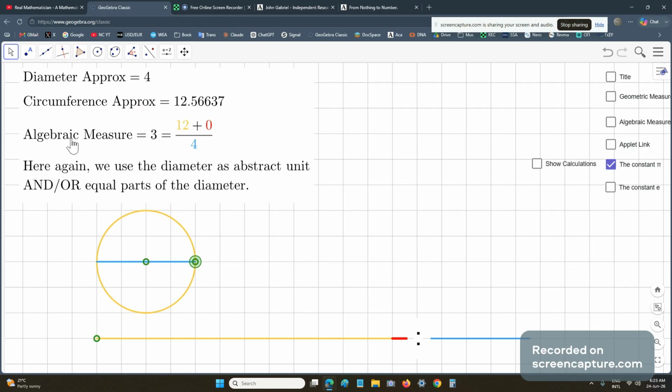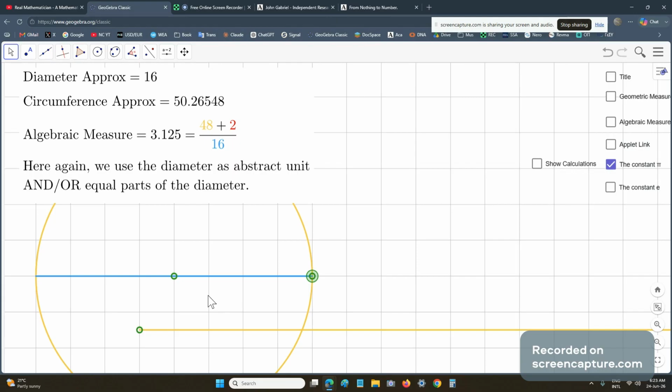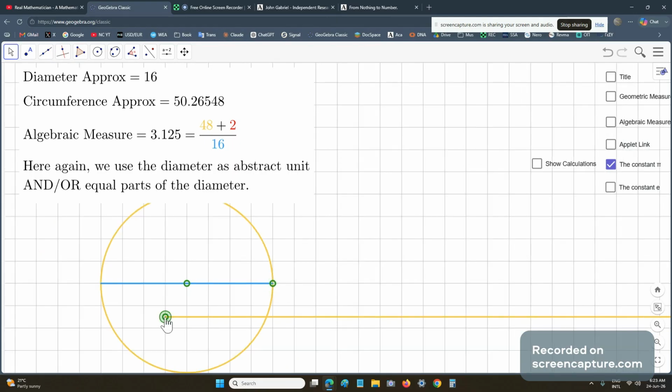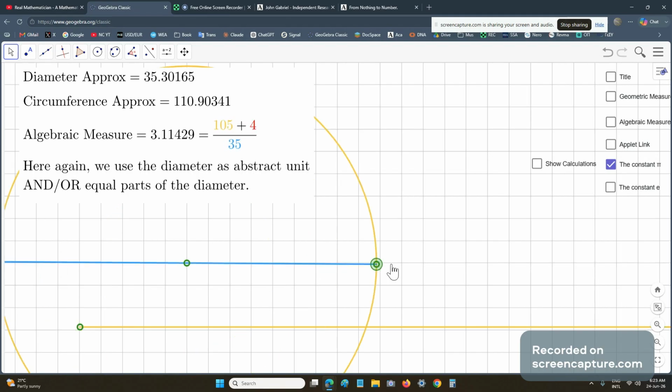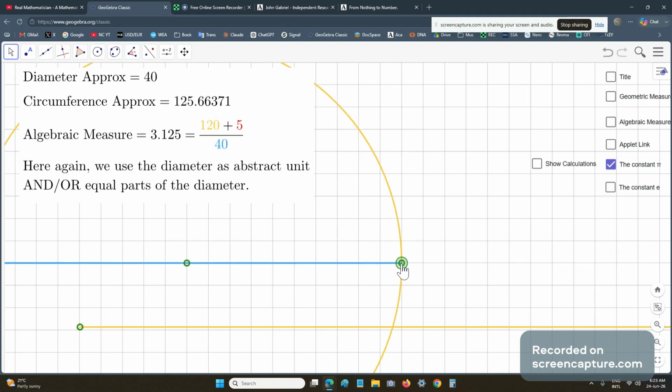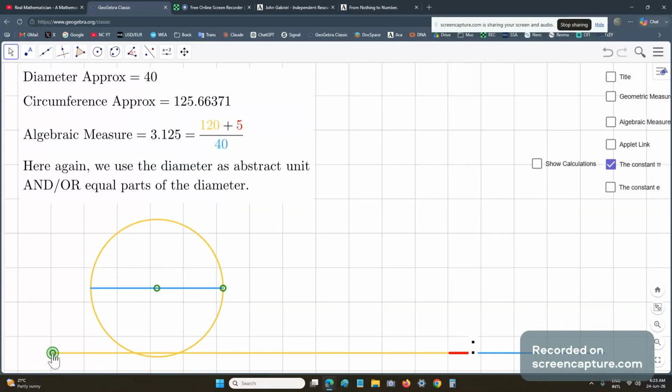All right. So as you can see now, if I drag this diameter and make it larger, this approximation here, the algebraic measure, is going to become more accurate, once I do that. So see there, and I'm going to zoom out with my little roller on my mouse. Zoom out so I can make this thing bigger. Now watch carefully. It's starting to get closer and closer to the approximate value, okay?